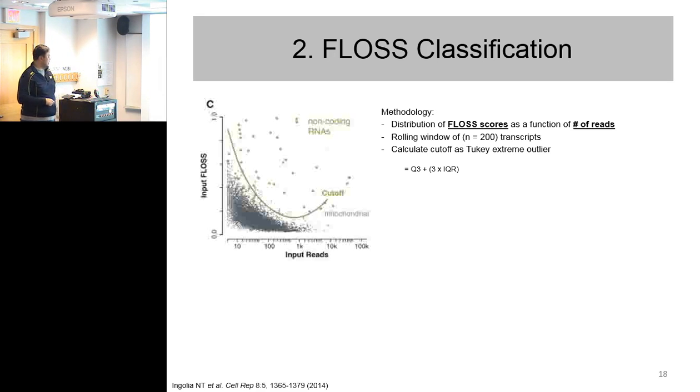And so that's shown here. You have the FLOSS scores here, the number of reads on the x-axis, and I believe it was a lowess smoothing curve that they used to define their cutoff.